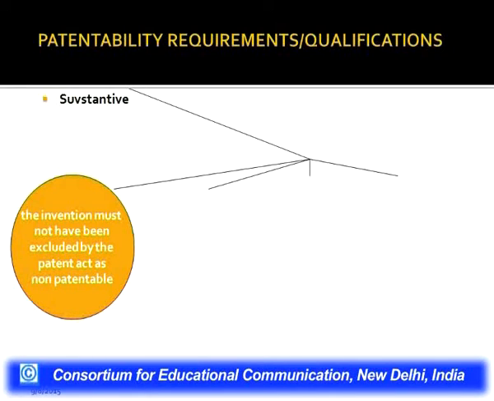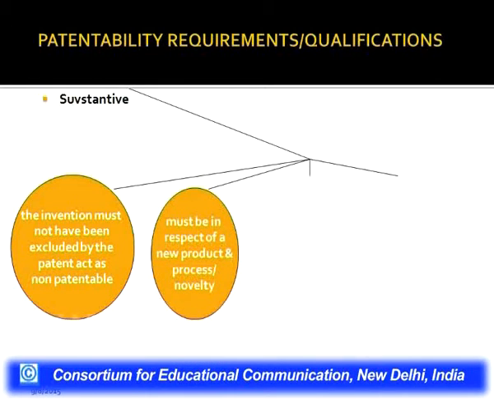So you can say that the invention must not have been excluded by the Patent Act as non-patentable. If it has been declared non-patentable by the purview of sections 3 and 4, it can never be granted a patent. The next requirement in this row is the requirement of novelty, which we have discussed very elaborately and exhaustively in my previous discourses. The person seeking protection over the new product or process must prove the novelty involved in that process or product.